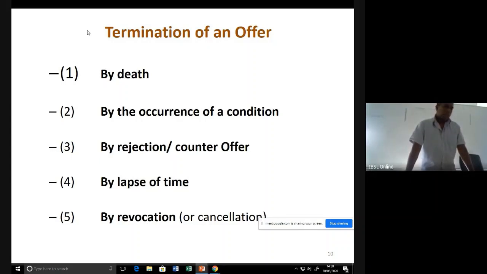So these are the 5 methods that you have to remember, where an offer can come to an end. After expiry or termination of the offer, it can't be accepted. Therefore, no agreement can be created on a terminated offer.